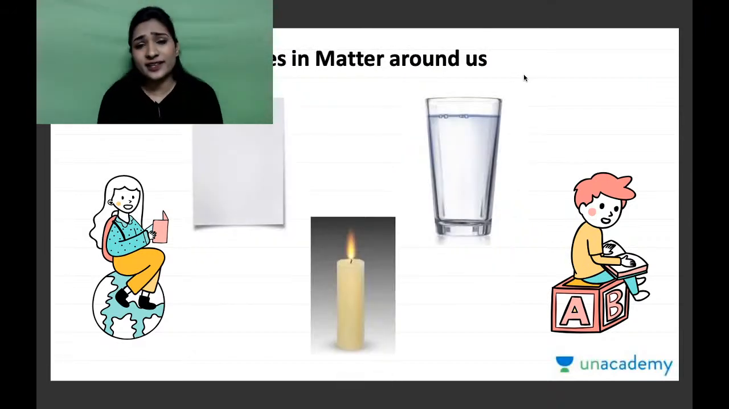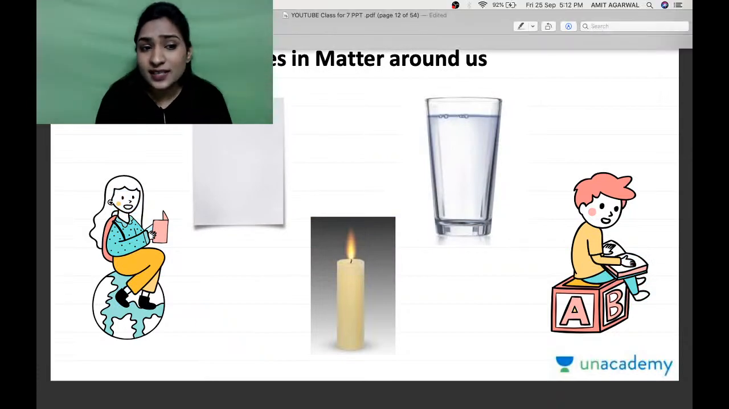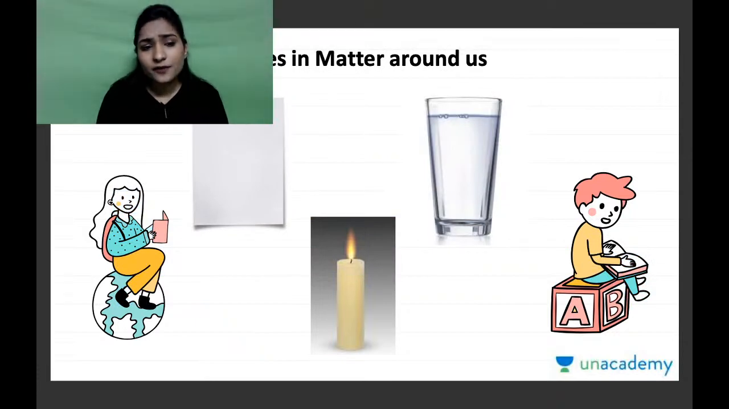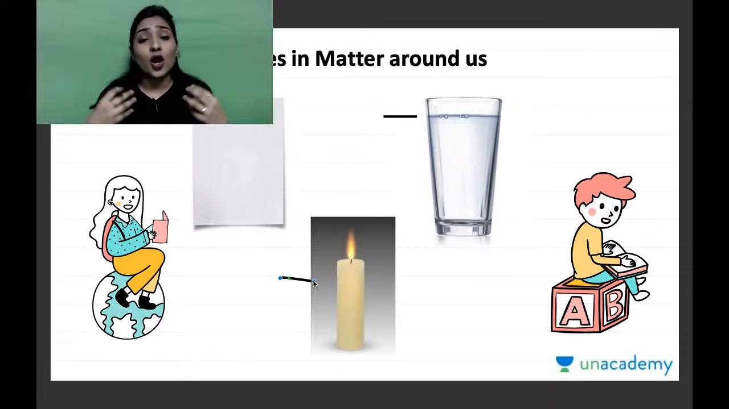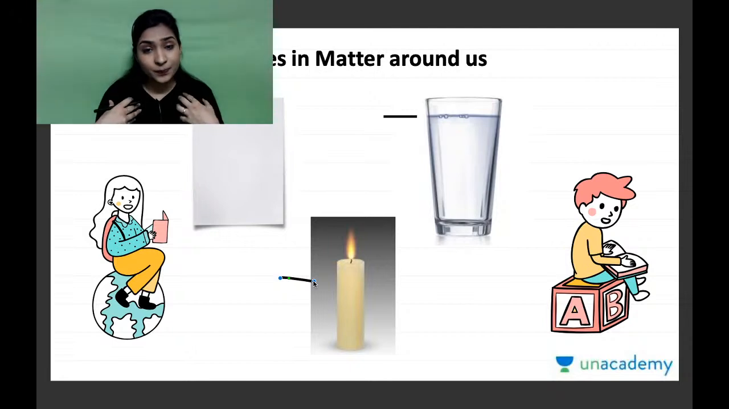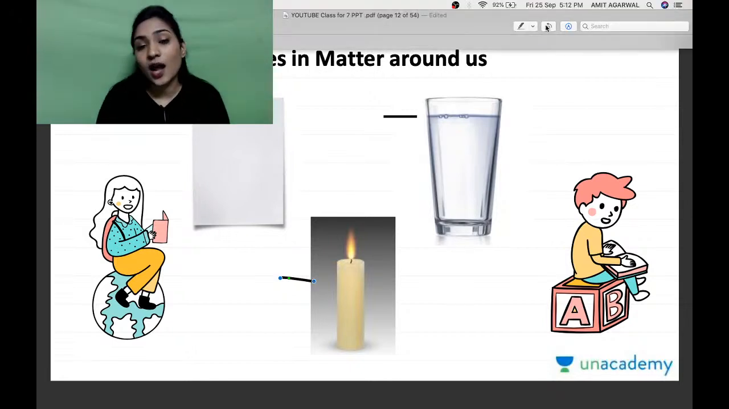For example, let's take these examples. Like you can see a piece of paper. This piece of paper, even this can undergo a change. We are just taking random examples. This glass of water, even it can undergo a change. You can see this candle, even this candle can undergo a change. So not only us, not only our bodies, but even things around us, they can undergo a change. Now how does that happen? Let's see.